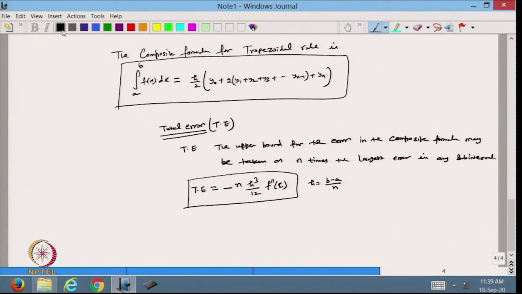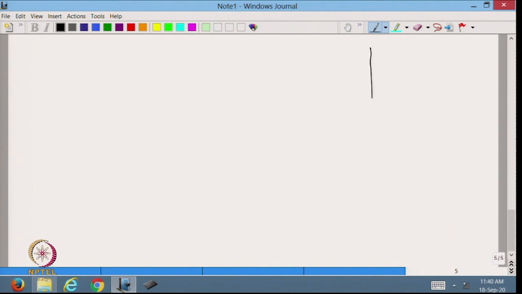Now, so this is the simplest one we have taken. Now the next method we are going to introduce is, because in this case we are approximating the given function with a linear Lagrangian interpolating polynomial, but we can go further. And how we can go further?